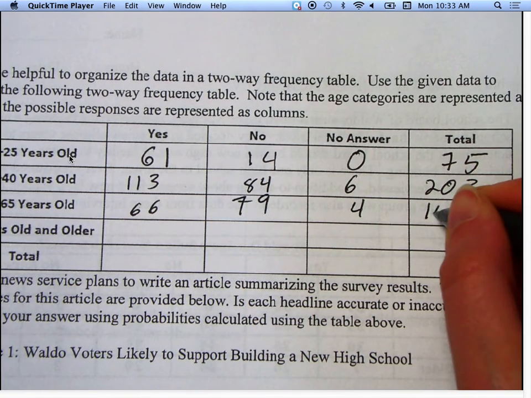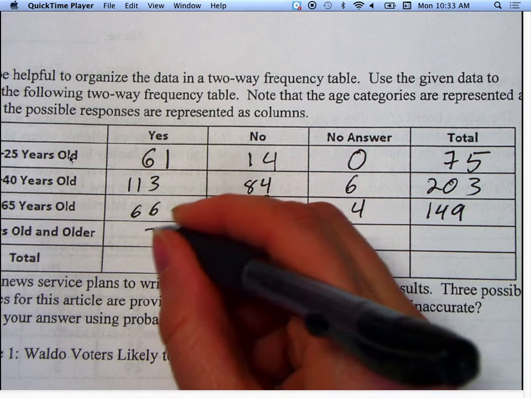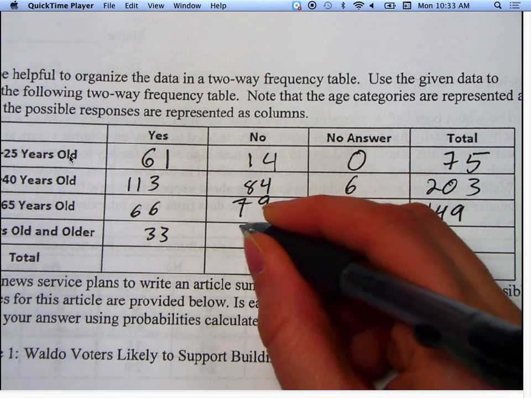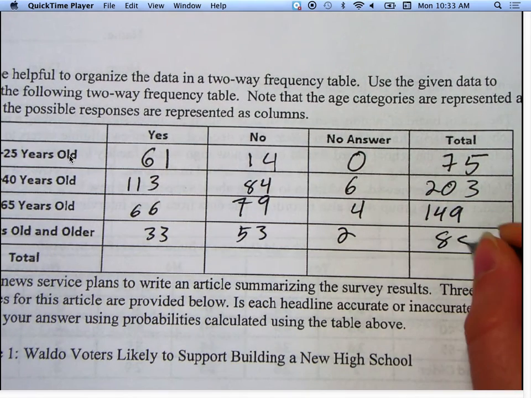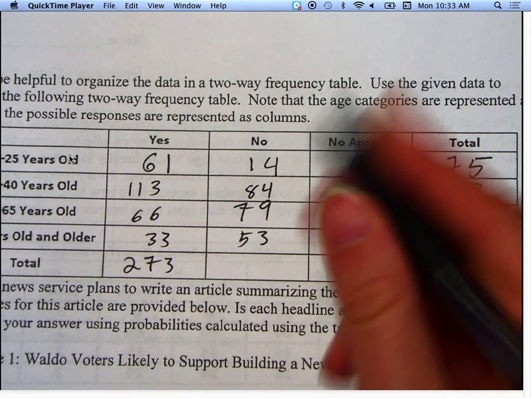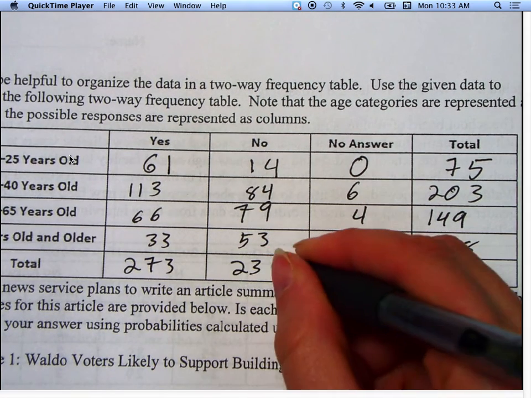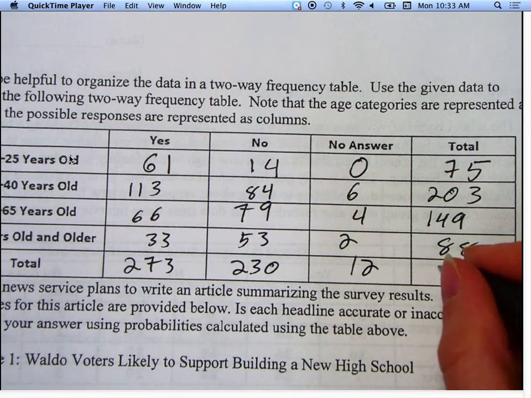149. Good. 66 and older said yes. 66 and older said no. No answer? Total? Okay, total people that said yes. Total people that said no. 12. No answer. And total people? Okay.